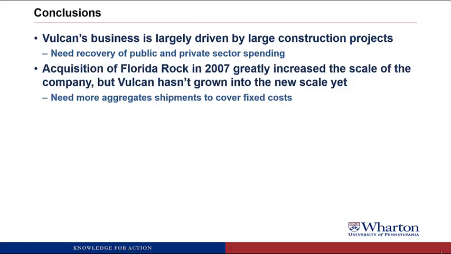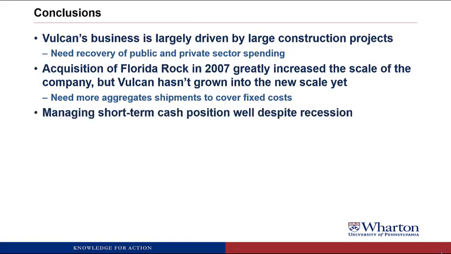Their acquisition of Florida Rock in 2007 greatly increased the scale of the company, but the problem is Vulcan hasn't grown into the new scale yet. They're not covering all their fixed costs. They really need more aggregate shipments. The aggregates, again, are the stones, to cover all those fixed costs. And we see they're cutting back on capital investment. And part of the reason is their overcapacity with Florida Rock. They need to get up the capacity for Florida Rock and then start building up their investment to grow even further.